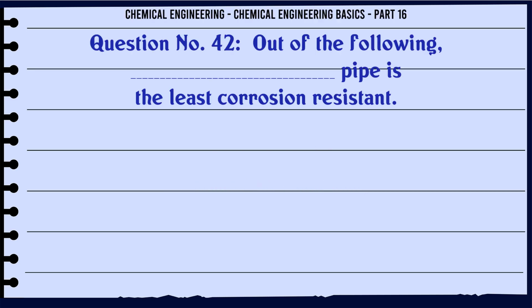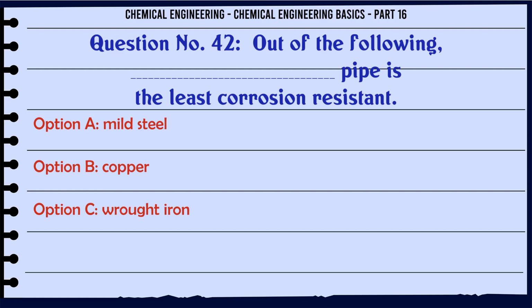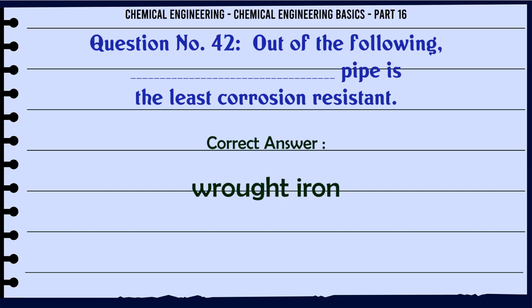Out of the following, blank pipe is the least corrosion resistant. A, mild steel, B, copper, C, wrought iron, D, stainless steel. The correct answer is wrought iron.